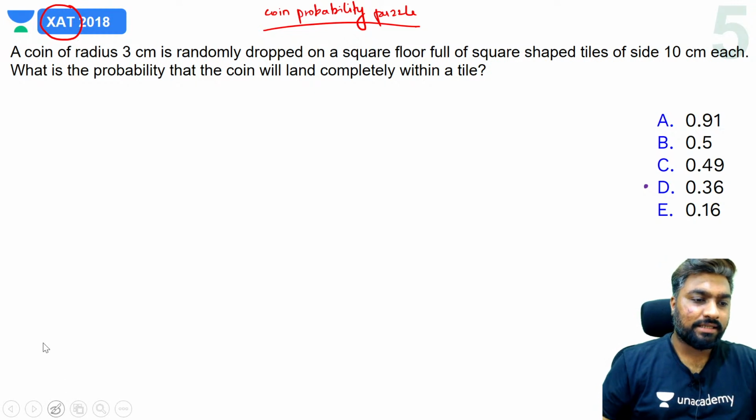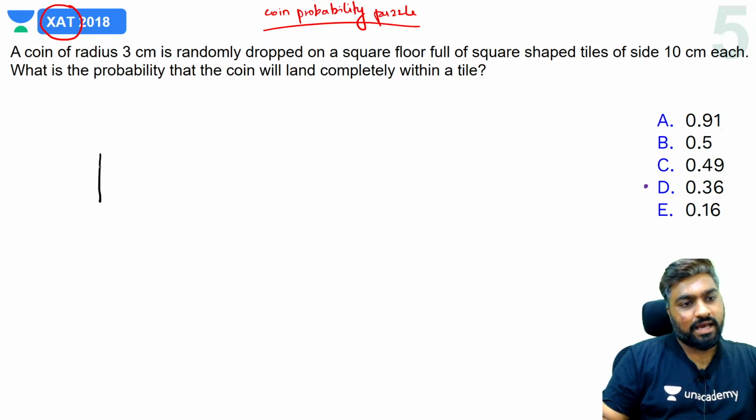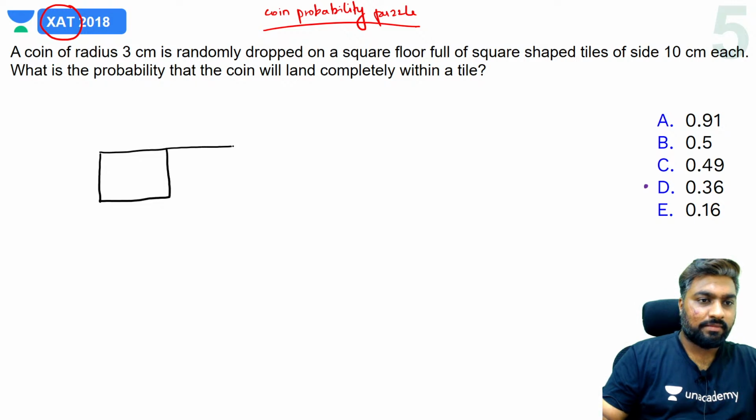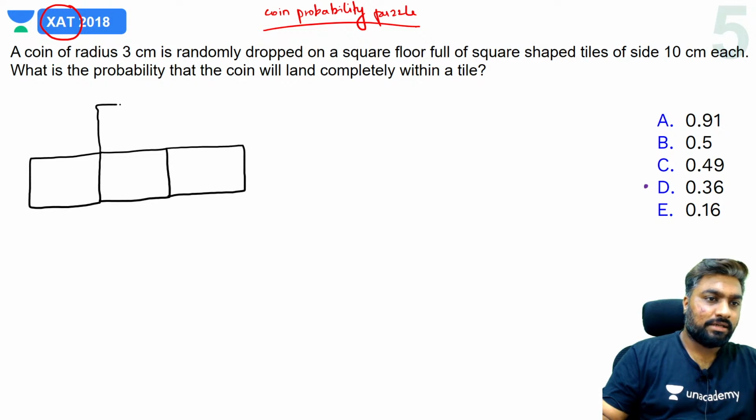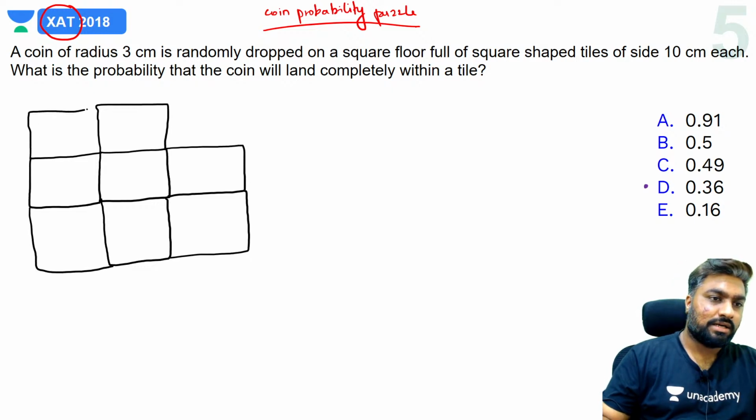Chalo, so I'll explain the question. Let's see if you could understand this, right? So what are they saying? There is a floor that is full of square shaped tiles of side 10 centimeters each, right? So we have a square of 10 centimeters, another square of 10 centimeters, another one here, each side is 10 centimeters. I know this triangle, sorry, rectangle, square सब mix हो रहा है, but just to understand, है ना?